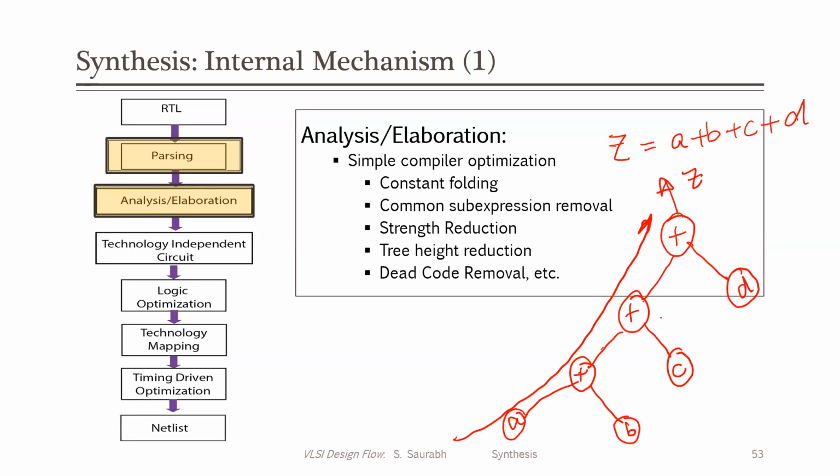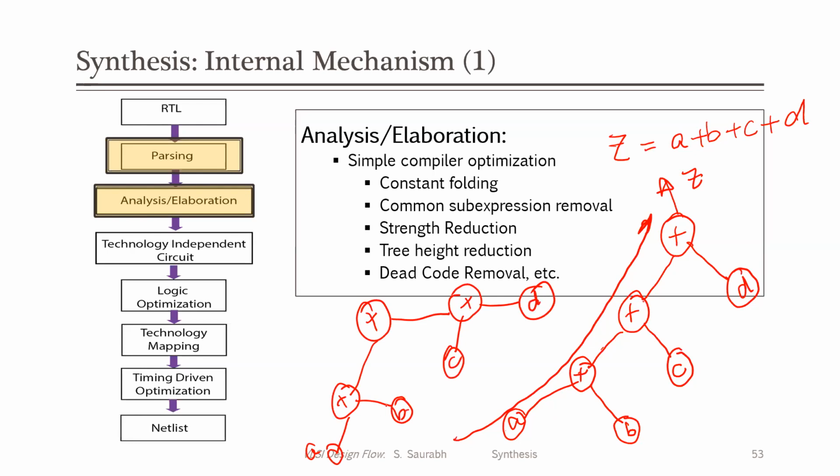Now rather than implementing like this, we want to reduce the height of a tree. If you look into it, it is kind of a binary tree, right? Now you can implement it like this, right? You have plus here, plus here, and plus here. Here you take A, B, here you take C, D, right? So you add A plus B, whatever the result is, you get C plus D. So this is tree height reduction.